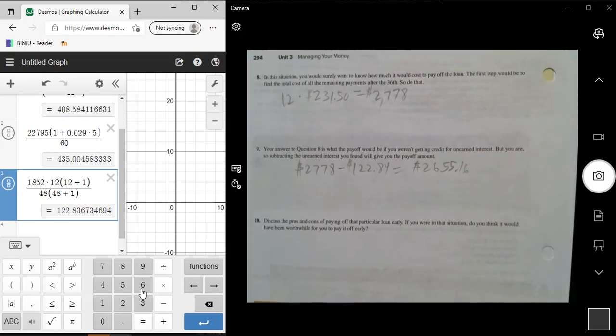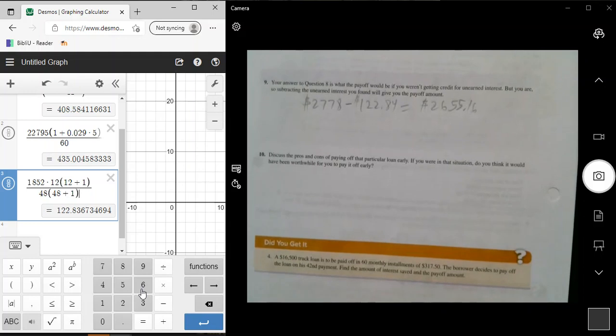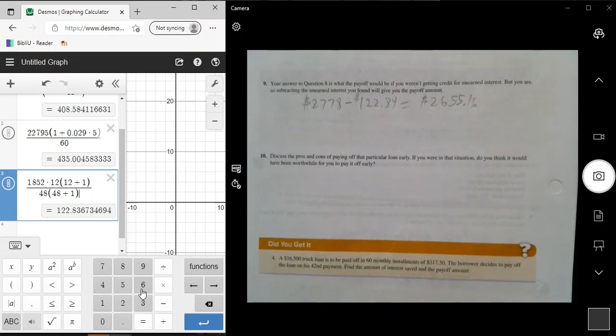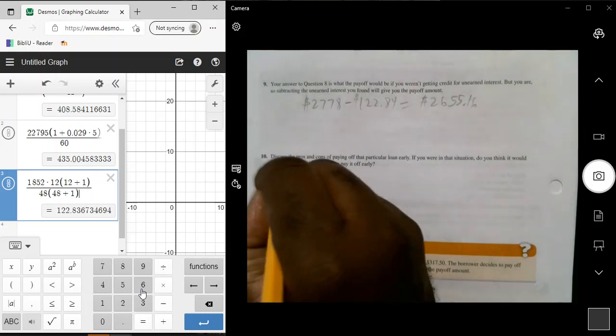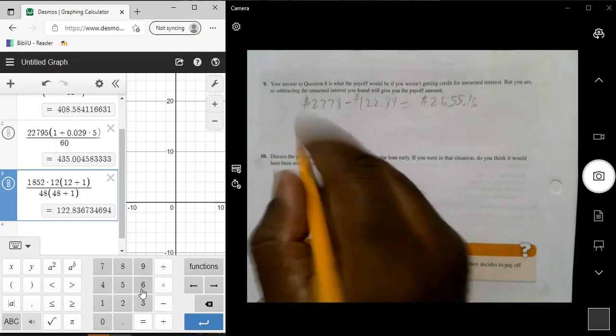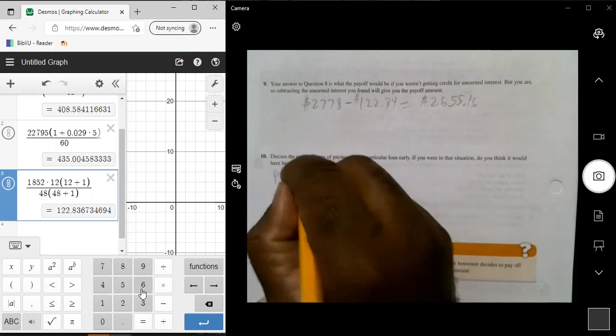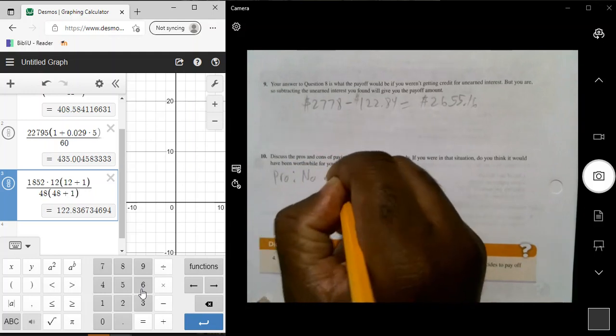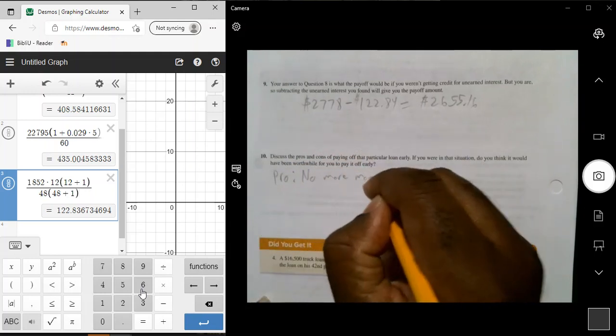Now we go here to number 10. It says discuss the pros and cons of paying off the particular loan early. If you are in that situation, do you think it would have been worthwhile for you to pay it off? Now remember, everyone's going to have different pros and cons, but I'm just going to throw a pro out here. One pro is no more monthly payments.